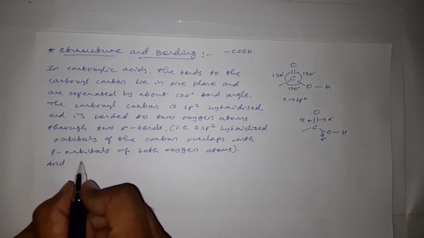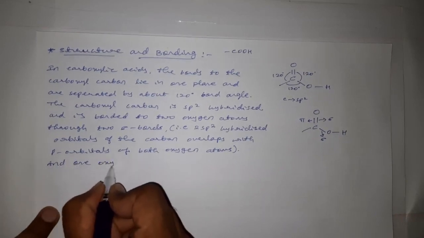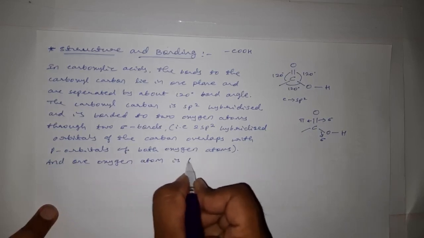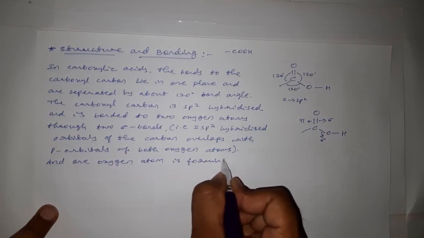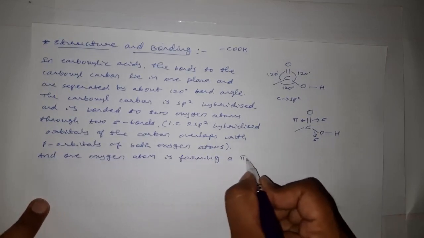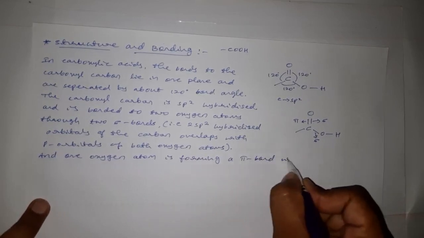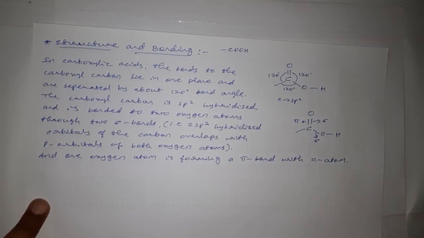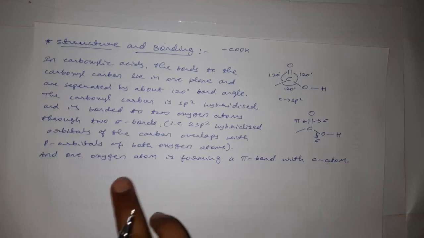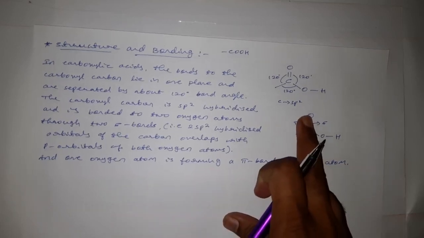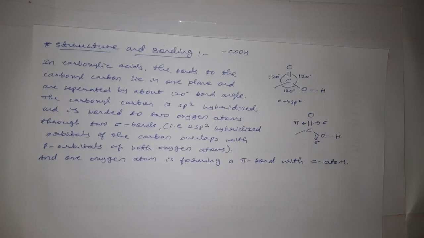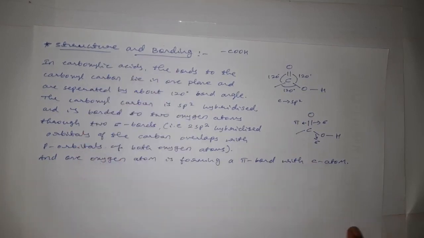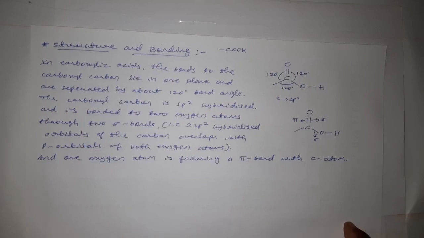And here we can write that one oxygen is forming a pi bond with the carbon atom. This also we can write. One oxygen atom, meaning this atom, is forming a pi bond with the carbon atom. This is all about what? The structure and bonding of carboxylic acid.